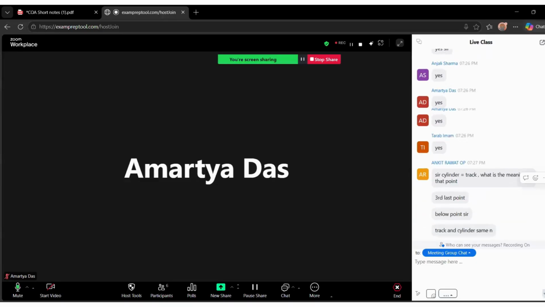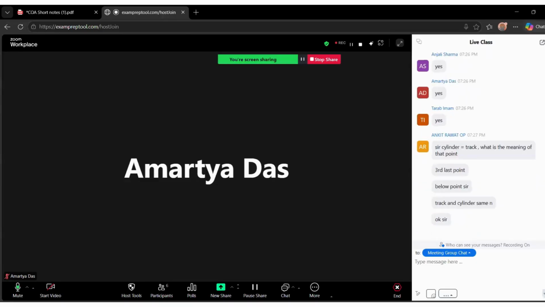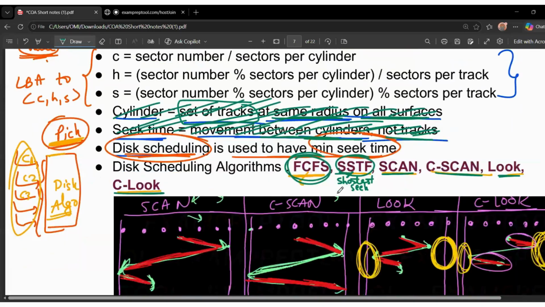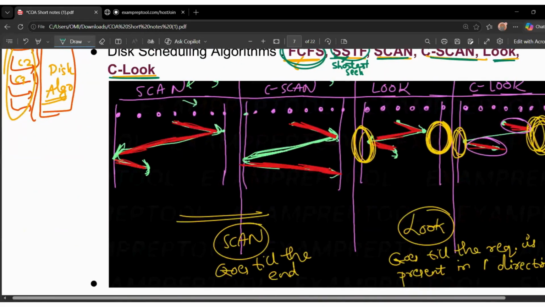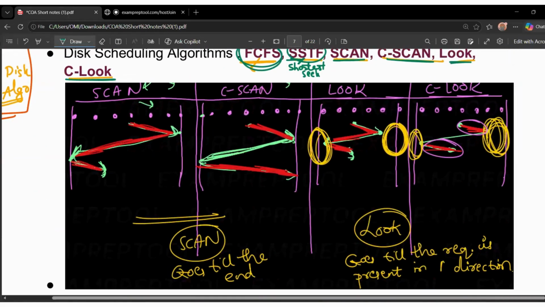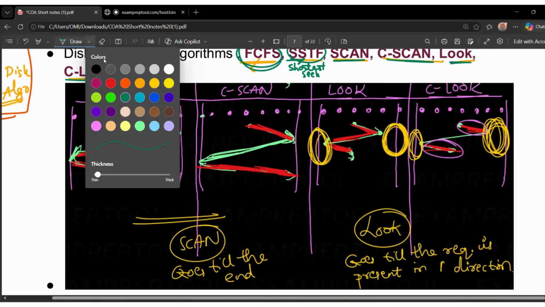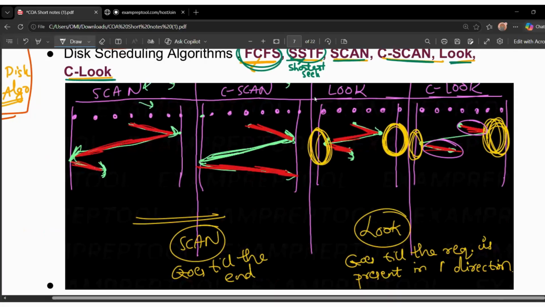Okay, if you are confused, you can remove that point. Yeah. So now see this. I hope the picture is visible. A similar picture we have seen.